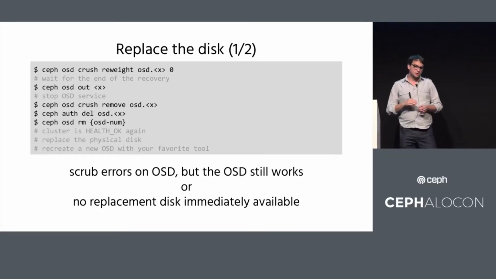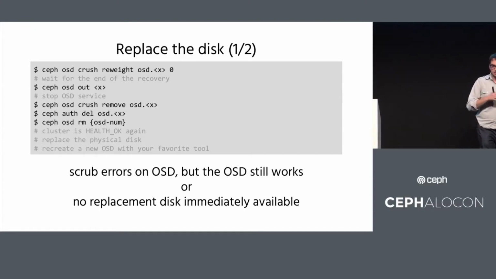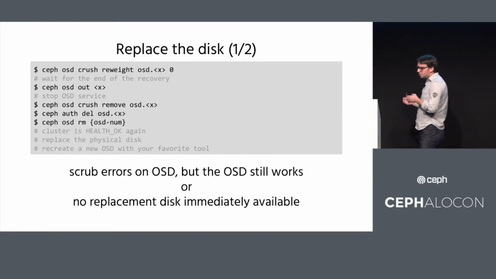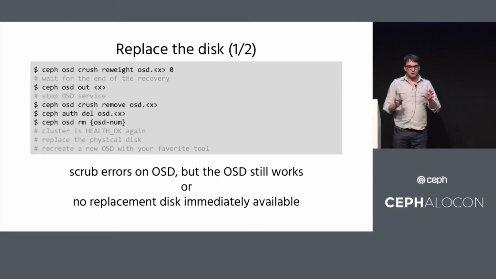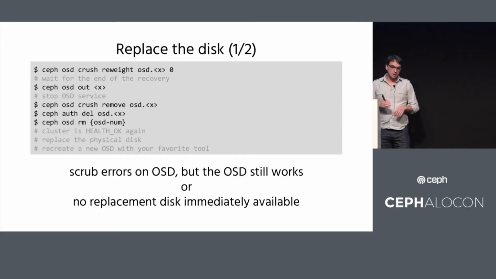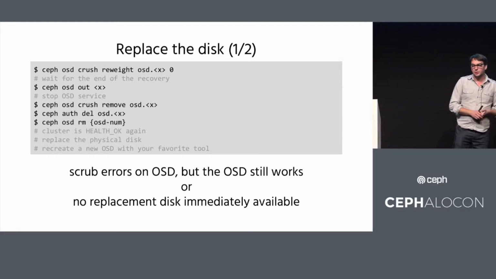So first you want to set the crush weight to 0. That way it will drain the data from the disk and avoid rebalances after remapping. Then you want to set the OSD out. Then the cluster will know that the OSD won't ever come back. Remove it from the crush map and the cluster. You replace your disk and use your configuration management tool to build your new OSD.